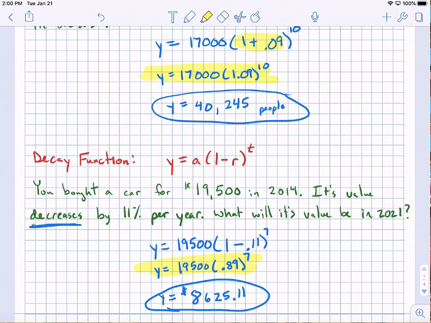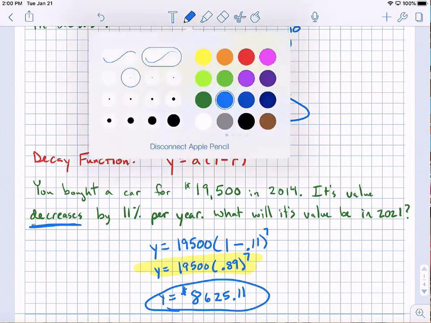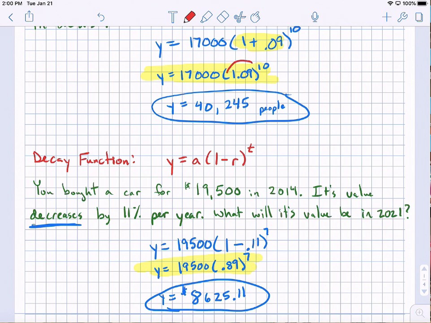Just by looking at those equations, how can I tell if that's a growth equation or a decay equation? Well, the key is looking at this number right here, 1.09 or 0.89. If that number is more than 1, then I know it's a growth problem because it was 1 plus the rate. If that number is less than 1, then I know that must have been a decay problem because I subtracted my rate from 1.